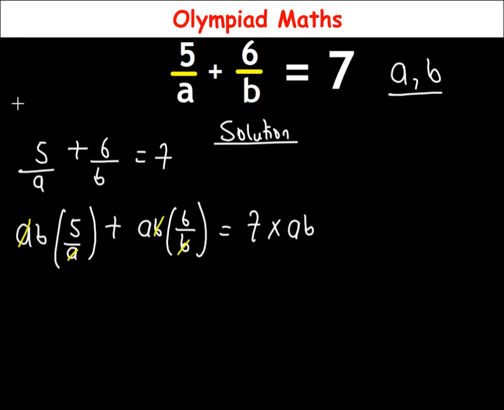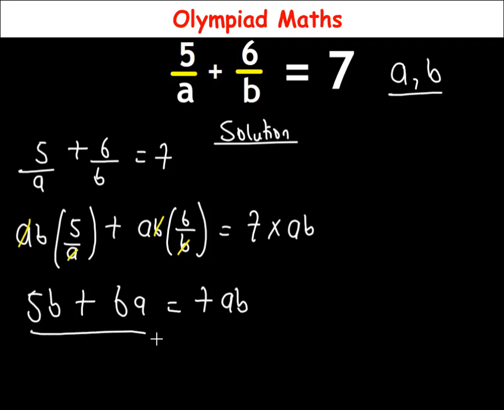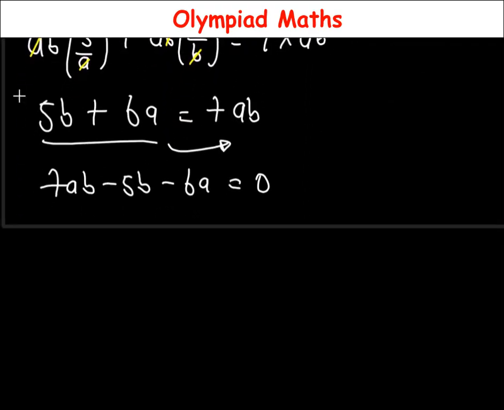What we then have is 5 times b, 5b, plus 6 times a, 6a, is equal to 7 times ab, 7ab. With this, we move 5b plus 6a over to this side. We have 7ab minus 5b minus 6a is equal to 0. If we rearrange this, we have 7ab minus 6a minus 5b is equal to 0. Factorize out 7a, so 7a in bracket.